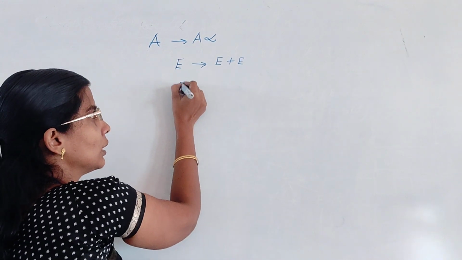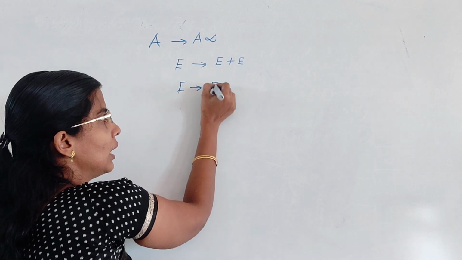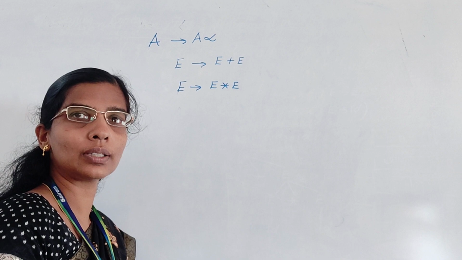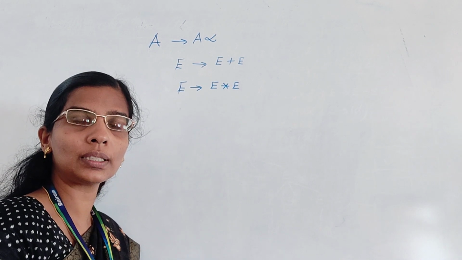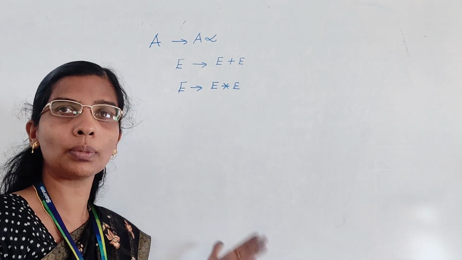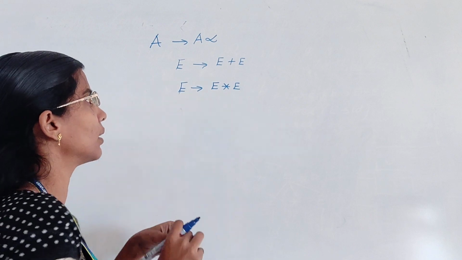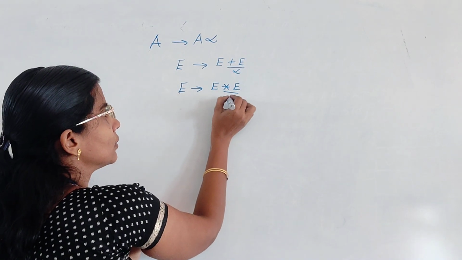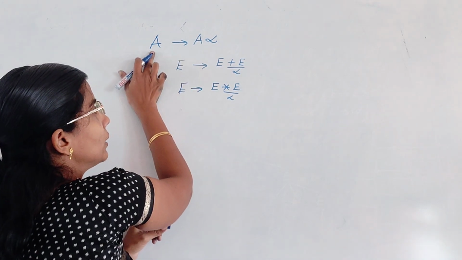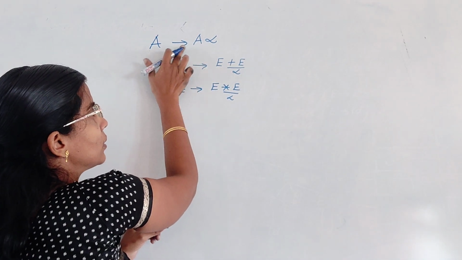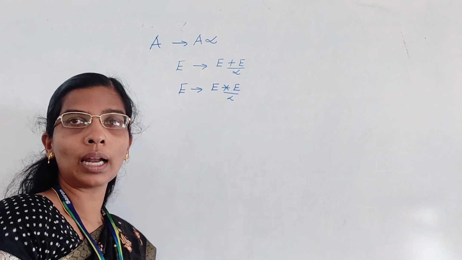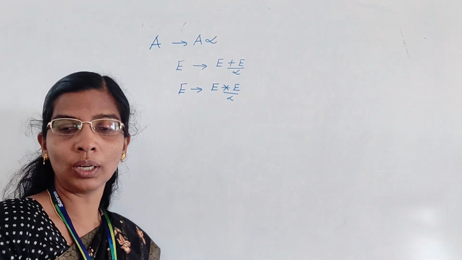What about this one? E tends to E star E. Again, this is a left recursive grammar. Your LHS variable is capital E, which is the first symbol of your RHS. So this part is your alpha part. That's what I told. If your grammar is of the form A tends to A alpha, then your grammar is a left recursive grammar.